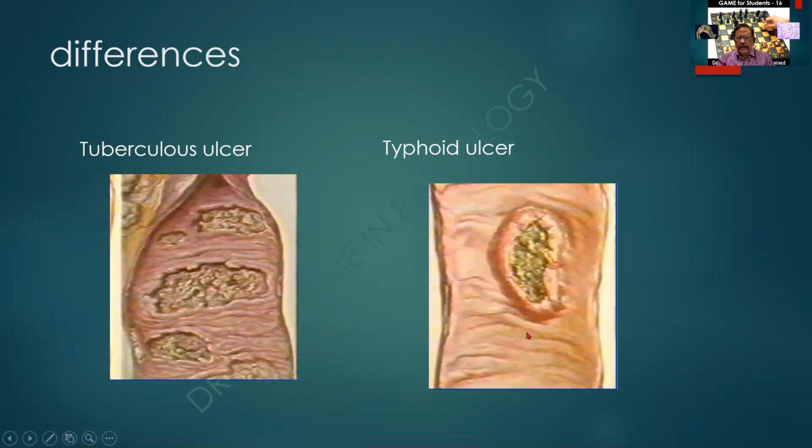Whereas in typhoid, look at this one. This is purposely kept for comparison. I am finding in one that the ulcers are perpendicular to the long axis. In this typhoid, I am finding that the long axis of the ulcer is parallel to the long axis of the bowel. Here, the floor is grayish white, but in this I am able to see friable necrotic debris. Here also it will be grayish black in color. The edges are slightly raised in the case of typhoid ulcer, whereas in tuberculosis they are flushed with the surface.